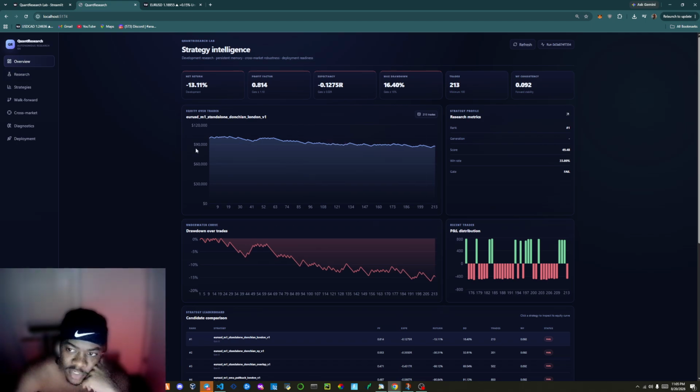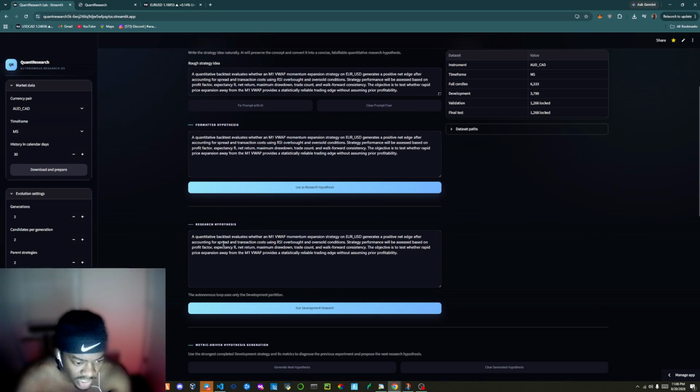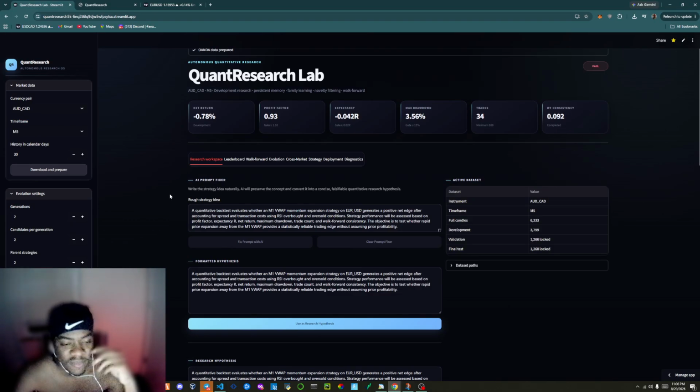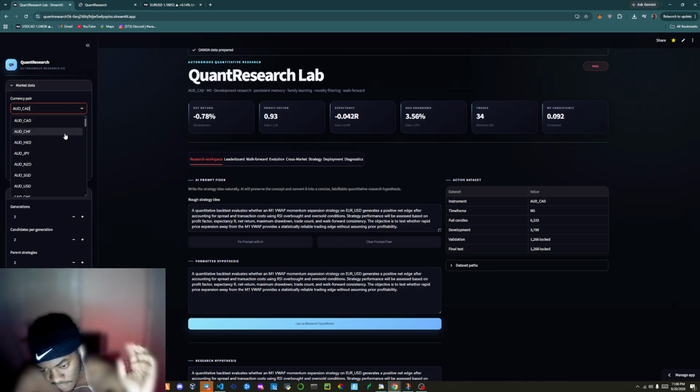Now we got some old metrics from a test I ran. So this is, let me show y'all, the control lab right here. Basically, where you come up with your hypothesis, AI fixes it and formats it for you. You use it as a hypothesis and you run. But first, what you have to do is select the data set. Since this is a forex research platform currently, it will be integrated into stocks and crypto pretty soon, but right now it's just foreign exchange currencies.